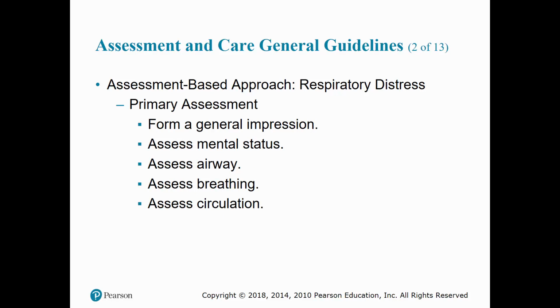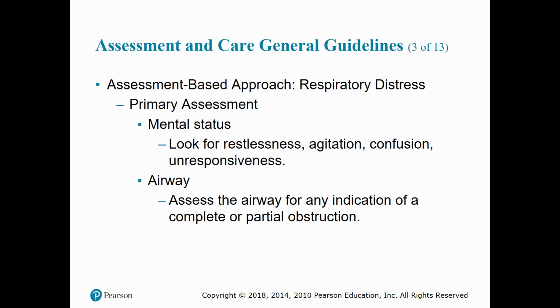Go through your primary assessment, assess your mental status, assess your ABCs. For their mental status, you want to look for signs of restlessness or agitation. These are often correlated because with difficulty breathing, the brain is not getting enough oxygen. You also want to assess the airway and look for any signs or indications of complete or partial obstruction.